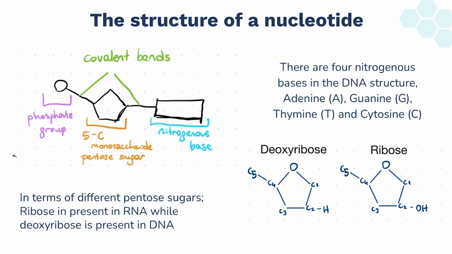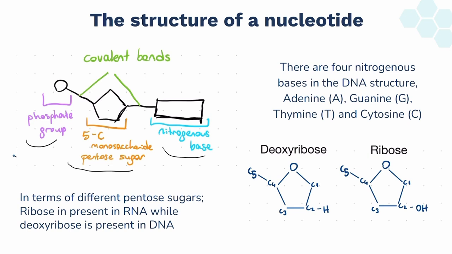So let's continue by talking about the structure of a nucleotide. Basically, a nucleotide consists of a phosphate group, a 5-carbon monosaccharide pentose sugar, and a nitrogenous base. These three are connected to each other by covalent bonds. There are 4 nitrogenous bases in the DNA structure: adenine, guanine, thymine, and cytosine. But originally, there are 5 types of nitrogenous bases in total, when we include uracil as well.